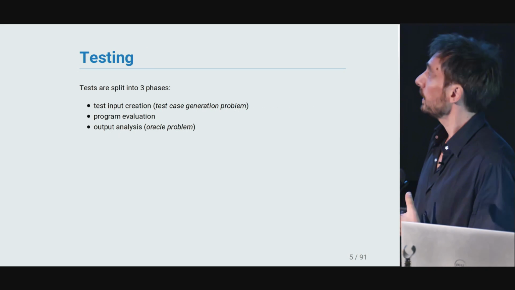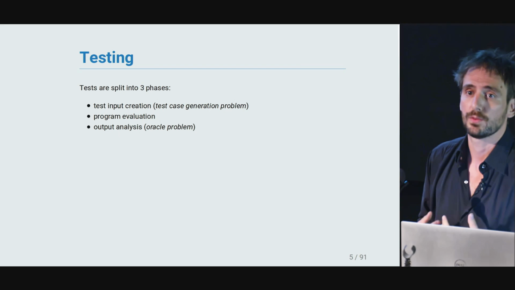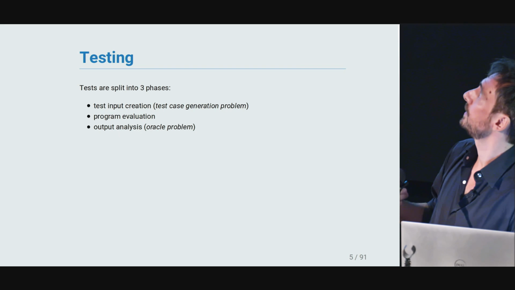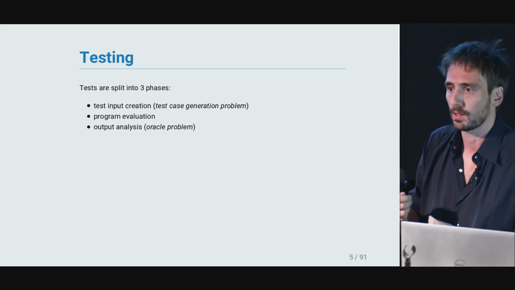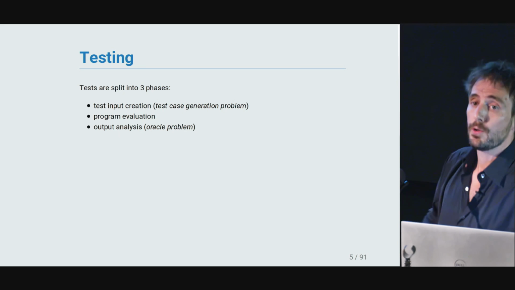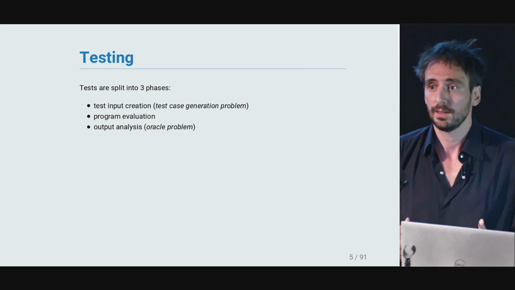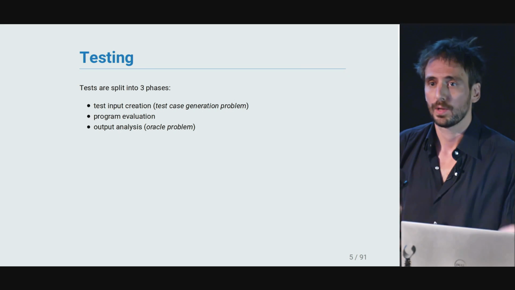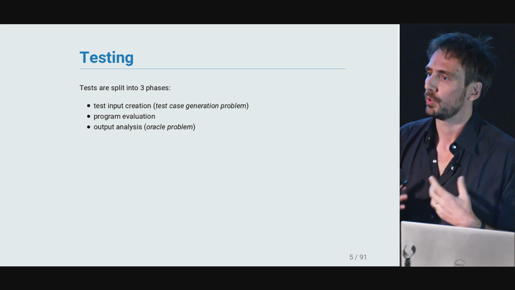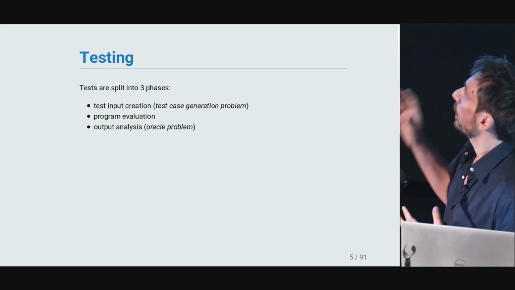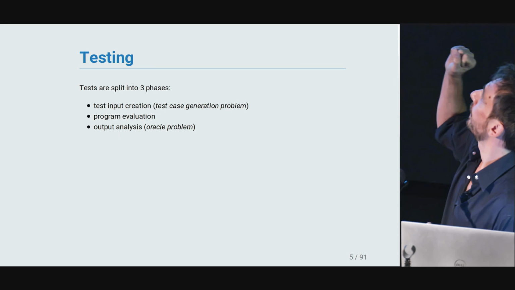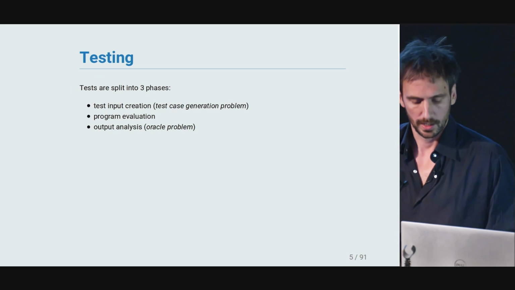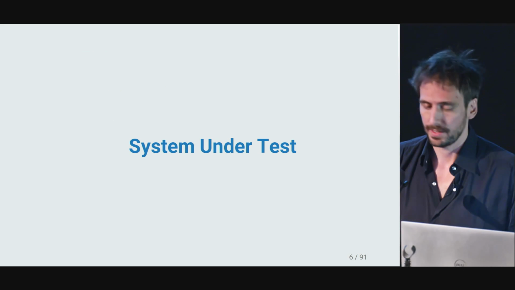And testing is split into three phases traditionally. The first one is to create test cases that you can run, and this is known as the test case generation problem, which we're going to talk about quite a bit. Then you evaluate your program on that test case, and then you analyze the output, which is known as the oracle problem, because once you have the output, you have to decide whether it's the expected output or not. And so we are going to focus this talk on test case generation and the oracle problem, because program evaluation is not all that interesting, or at least not all that problematic.